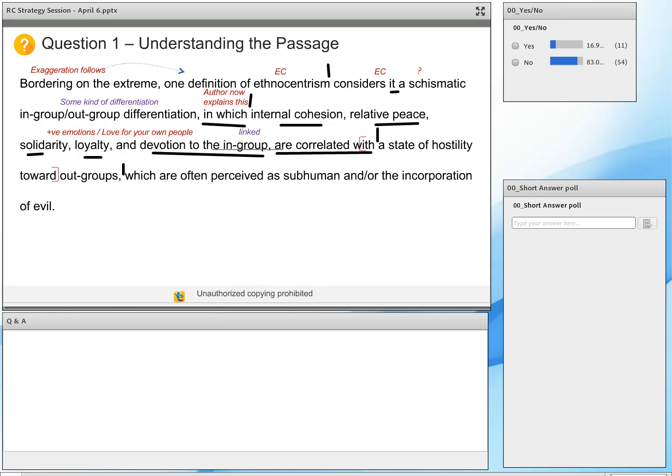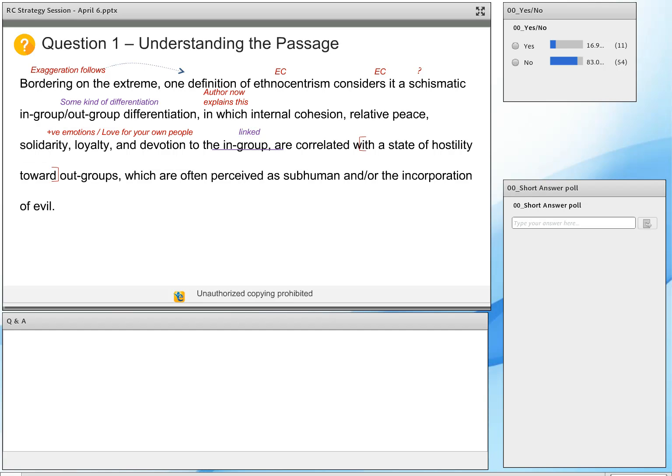Okay, so now this is my next pause point. Are linked with a state of hostility, are linked with hatred towards the outgroups, which are often perceived. Now what does 'which' refer to? Which refers to outgroups here, right? Which are often perceived as subhuman and/or incarnations of evil. So now let me get rid of all these annotations here.